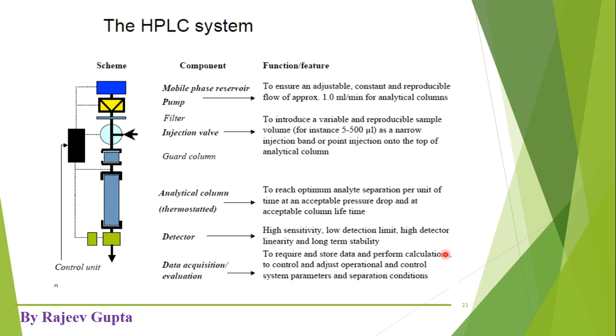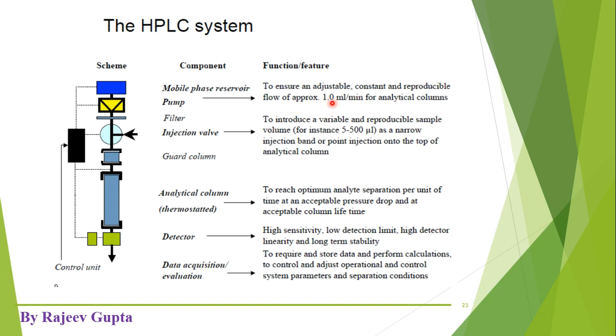Some other types of HPLC schematic diagrams we can also draw. See here, a scheme is shown. The various parts of HPLC are arranged in a proper sequence. The first part is the mobile phase reservoir, in which we put our mobile phase or solvents. Then we see the pumping system. That pumping system pressurizes these solvents to move inside the analytical column.